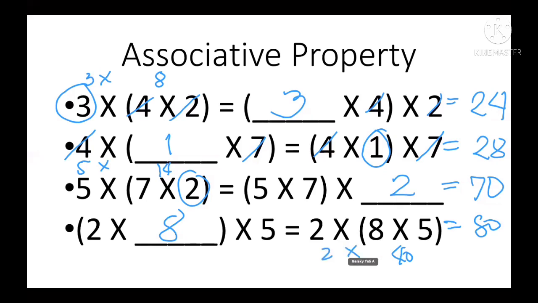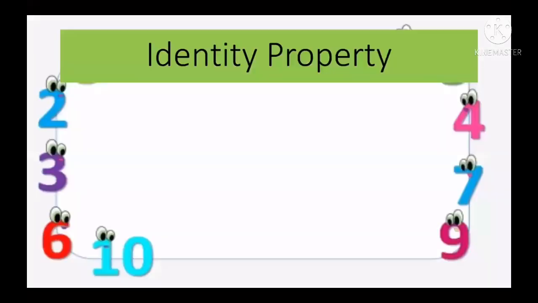Okay? Again, that is the associative property of multiplication. Again, in associative property, whatever the group you chose, the answer is still the same. Okay? Okay, next property. We have the identity property.